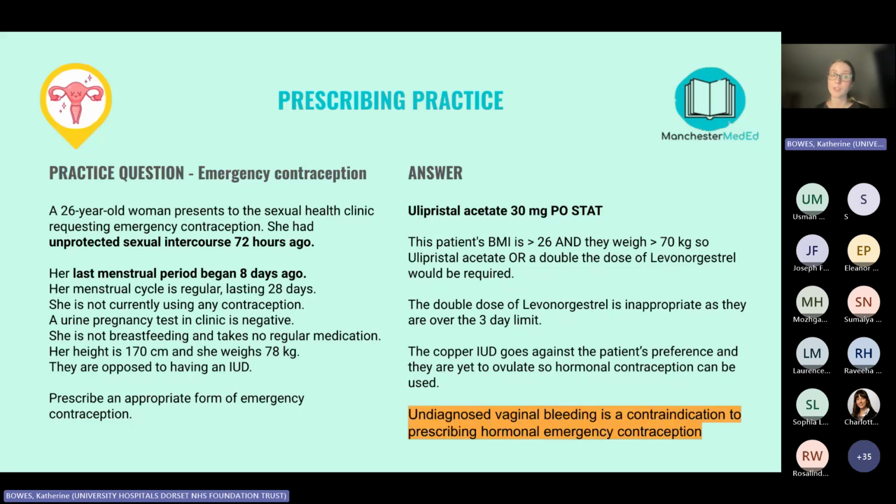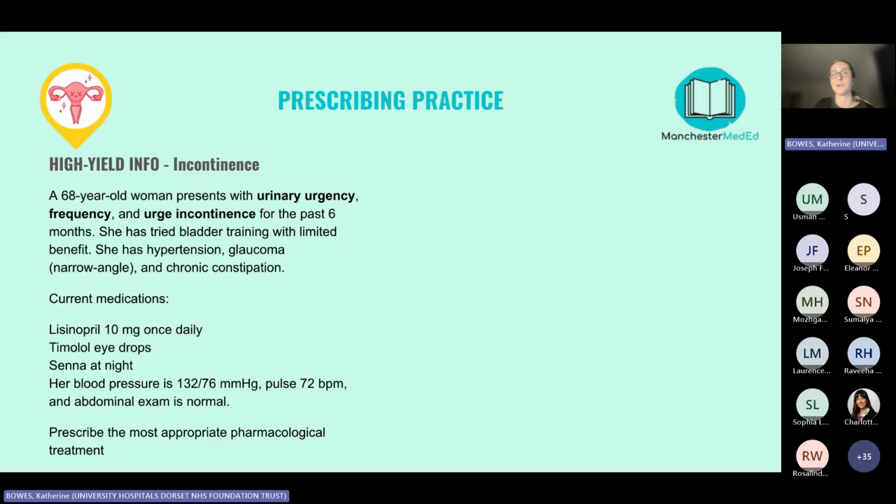Just drilling it in once again: undiagnosed vaginal bleeding is a contraindication to prescribing hormonal emergency contraception. Really important to be aware of that. All right, so just skipping to another prescribing practice question now. Give it a go and like the message. This one's a little bit different.